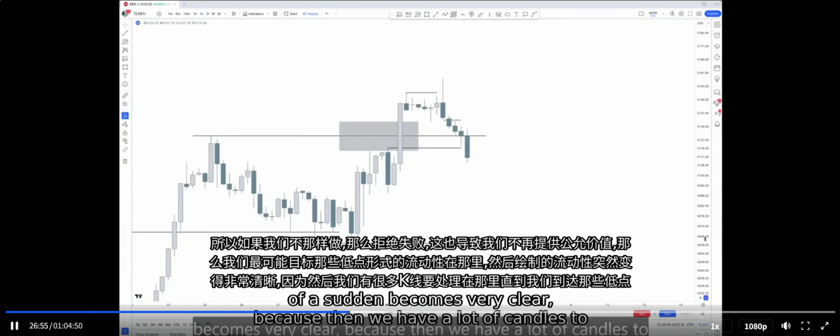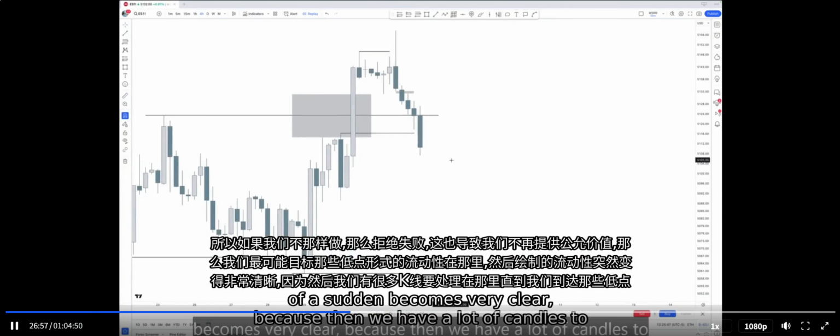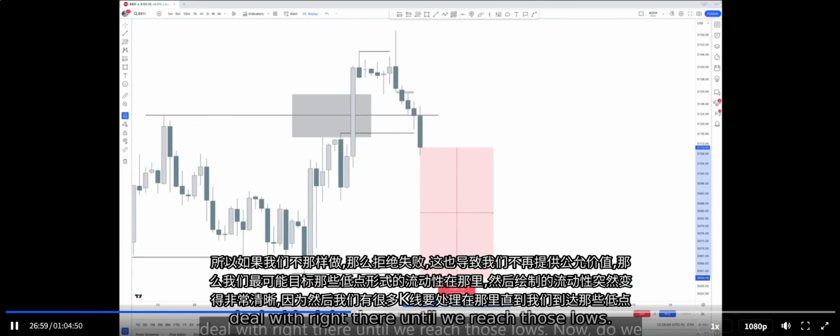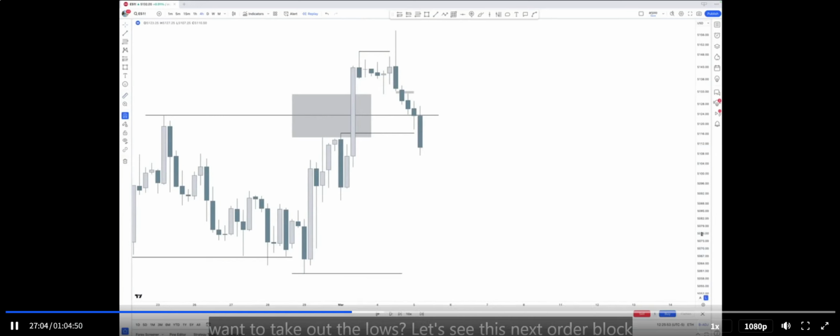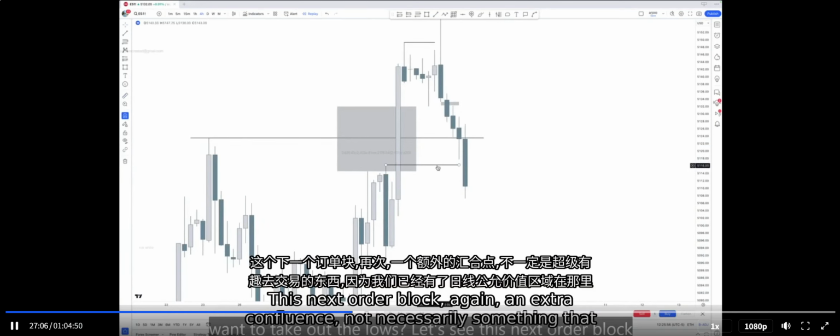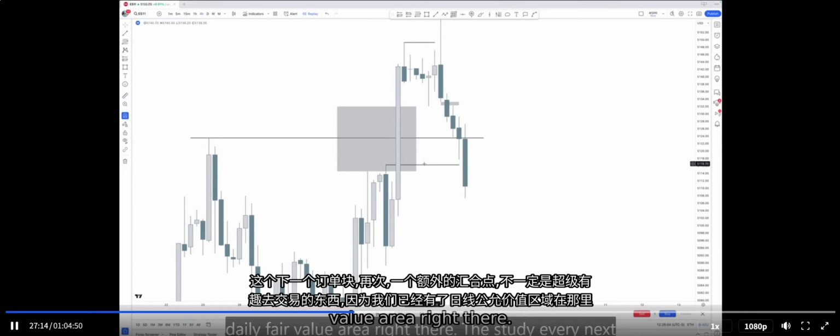Then the drawn liquidity all of a sudden becomes very clear, because we have a lot of candles to deal with until we reach those lows. Now, do we want to take out the lows? Let's see. This next order block is, again, an extra confluence, not necessarily something that is super interesting to trade off of, because we already had the daily fair value area.